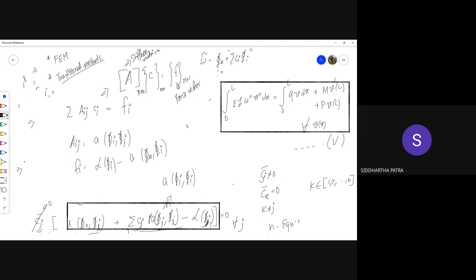Why is the algebraic part so important? You see, when you are trying to get an exact solution, when you are exactly trying to find out the function, you get the strong form from the variational statement. And you have what? A differential equation. And you solve that differential equation, be it linear or nonlinear, whatever be the case.